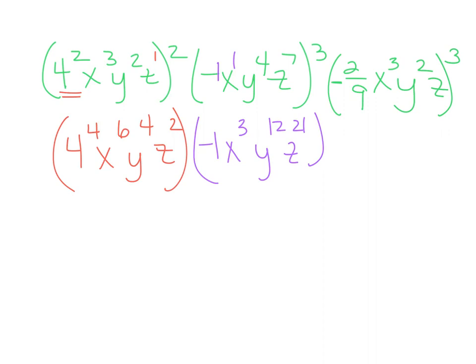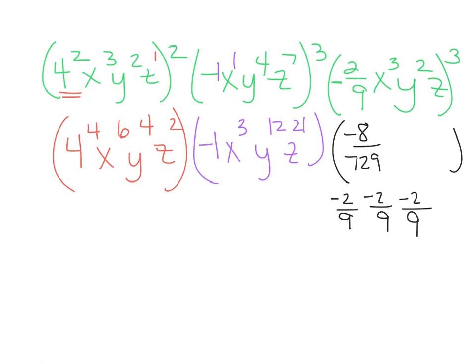Okay, the last parentheses, if I take negative 2/9 and I cube it, it's going to be a big one, but that's okay. So negative 2 times negative 2 times negative 2 is negative 8. And then 9 times 9 is 81, times 9 is 729. And then we have x to the 9th, y to the 6th, imaginary 1 on the z, so that's z to the 3rd.